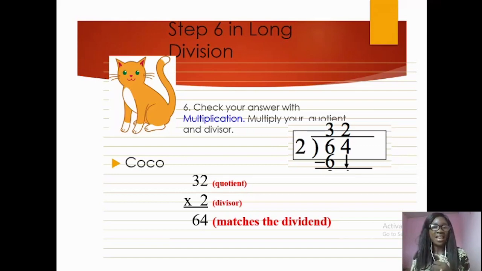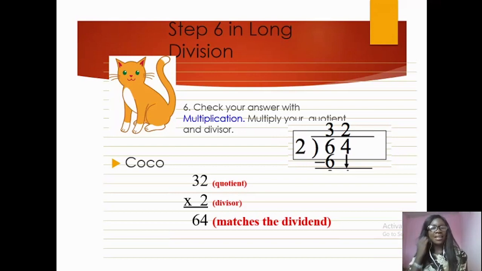So that is the step we will use in doing long division. Daddy, divide; mommy, multiply; we have sister, subtract; we have brother, bring down; we have Rover, which is repeat the step; and we have Coco, which is to check if our answer is correct. To check, you multiply the quotient by your divisor, and if you get the same answer as your dividend, then you are perfectly fine.